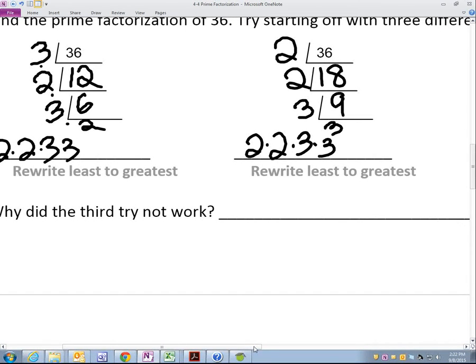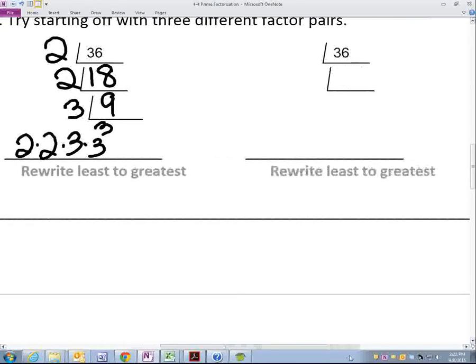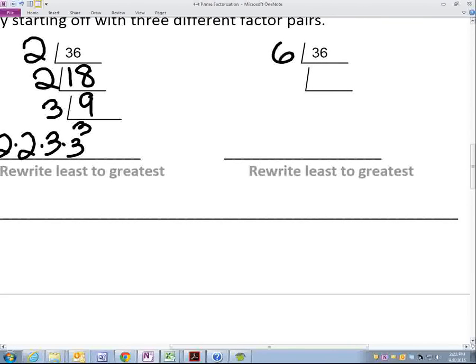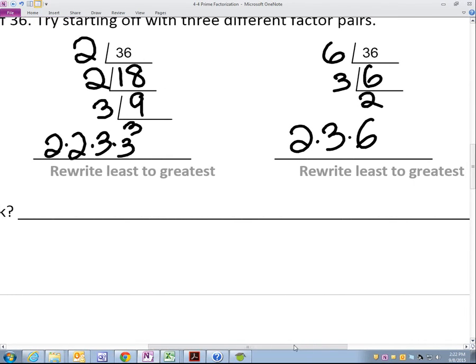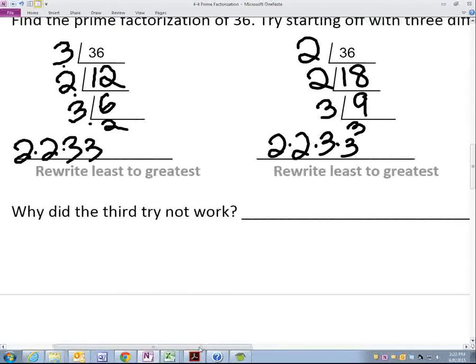Now, we're going to use 6. And 6 divided by 6 is that. Then, wait, we're not done yet, though. We're going to go 3 and 2. Now we put them in order. There.